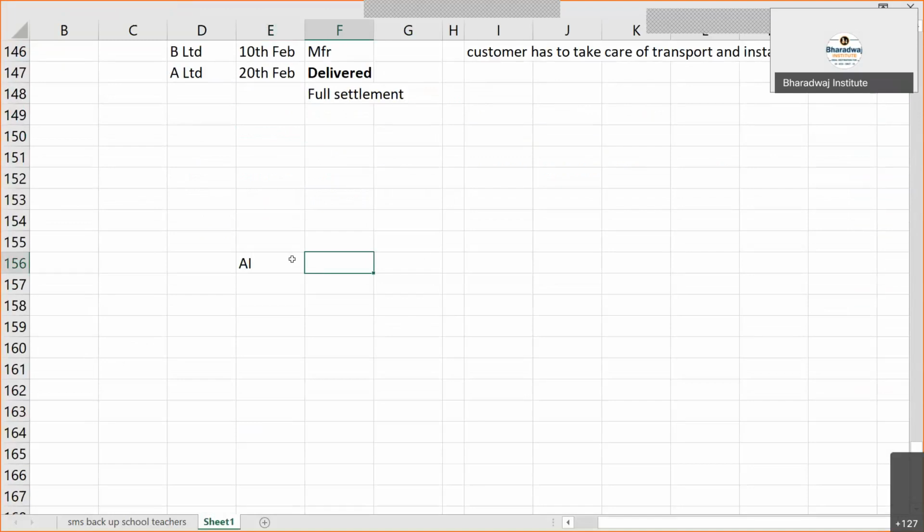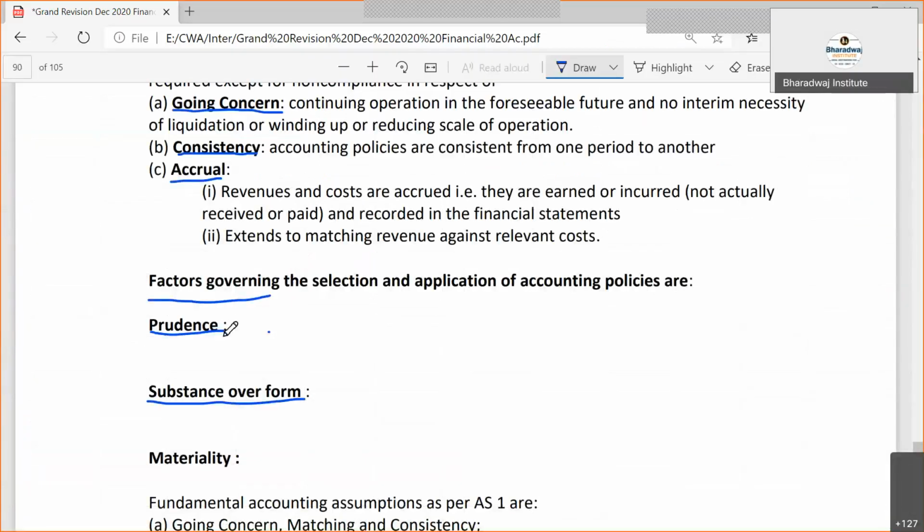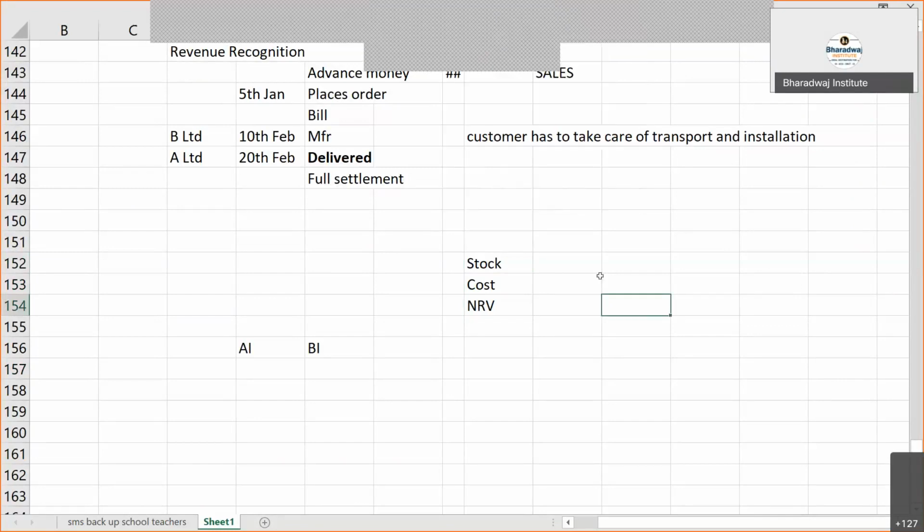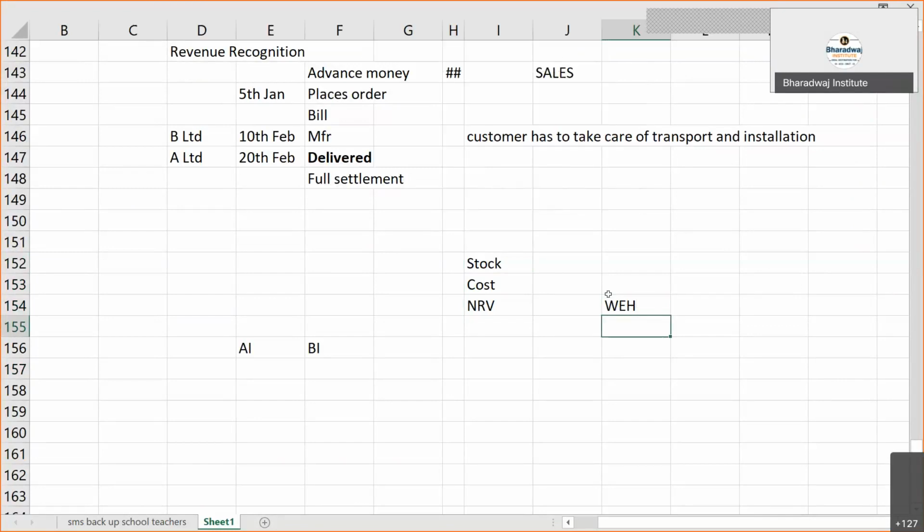Please, once again for the prudence, sir. Prudence means accounting policy should provide for all losses. For example, can you record stock at cost or NRV, whichever is higher? Can you go for this?